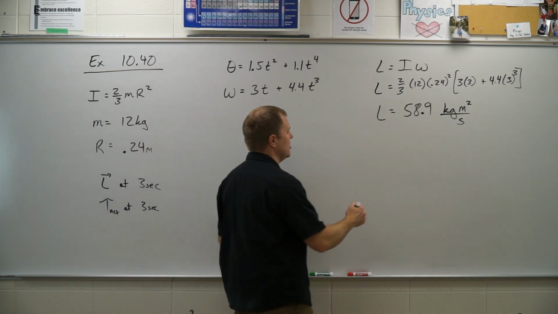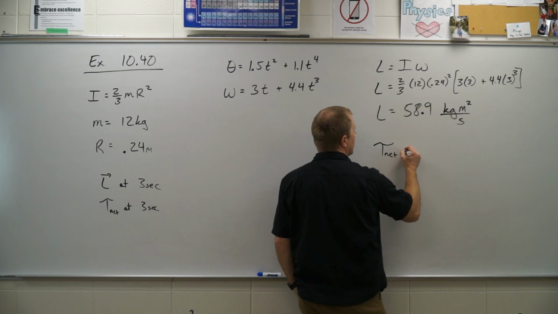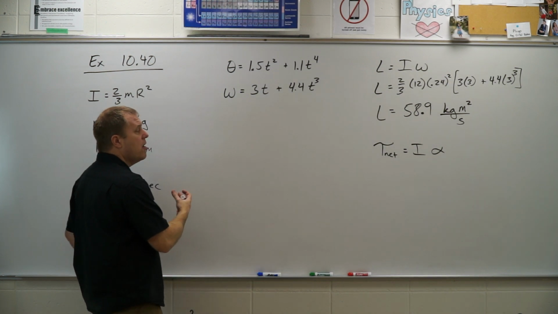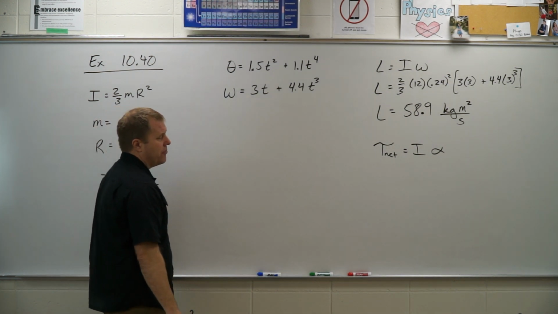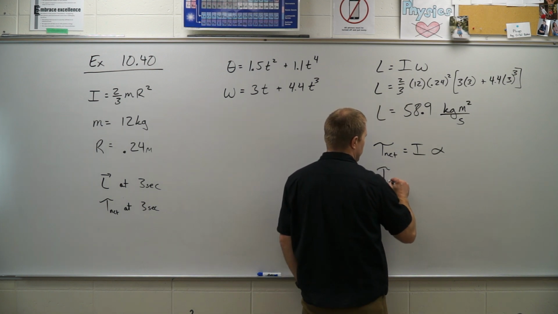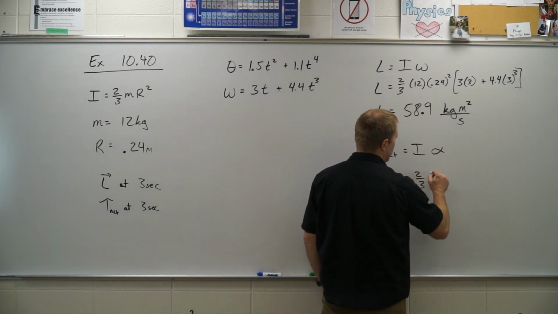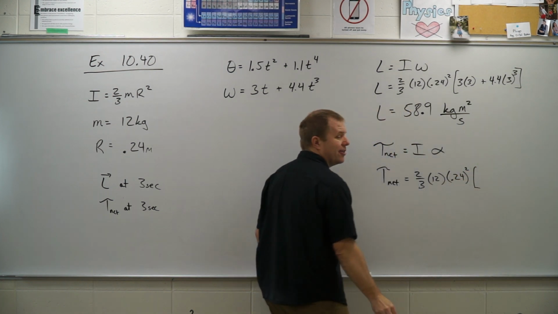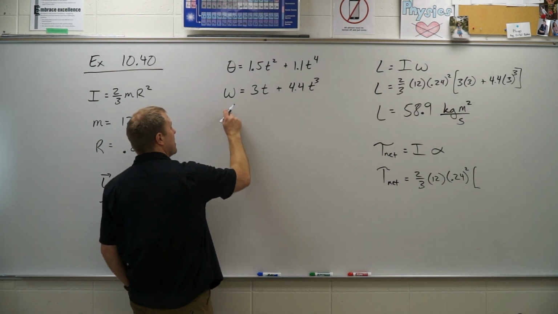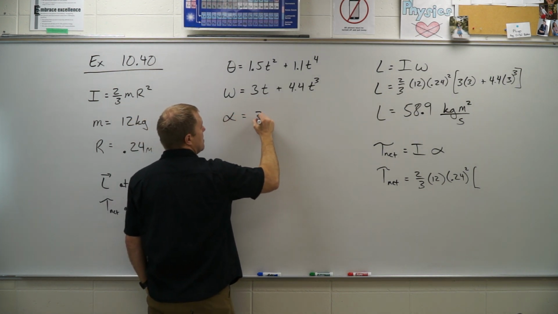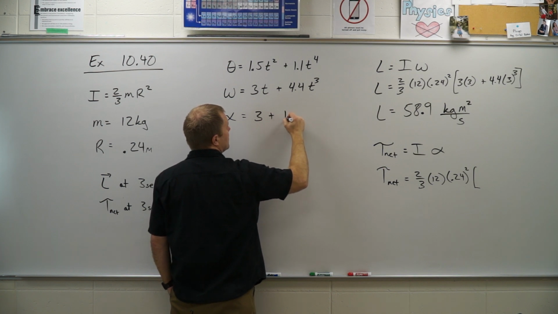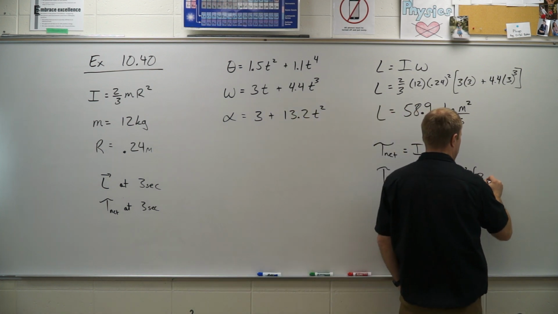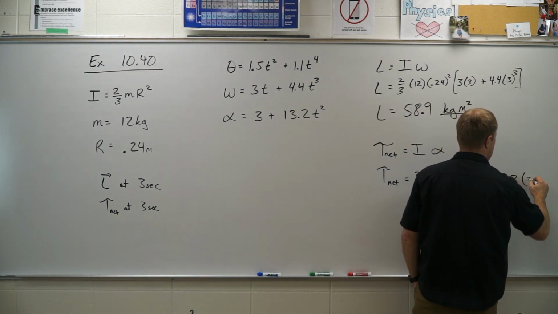To find net torque, net torque I know is I times alpha. Again, I'm just going to need to find the angular acceleration at 3 seconds and multiply those two together. So the net torque is going to be 2/3 of 12 times 0.24 squared times my angular acceleration at 3 seconds. To get that, I'm going to need to take my derivative again. So alpha is going to come out to be 3 plus 13.2 t squared. Go ahead and plug that in: 3 plus 13.2 times 3 squared.